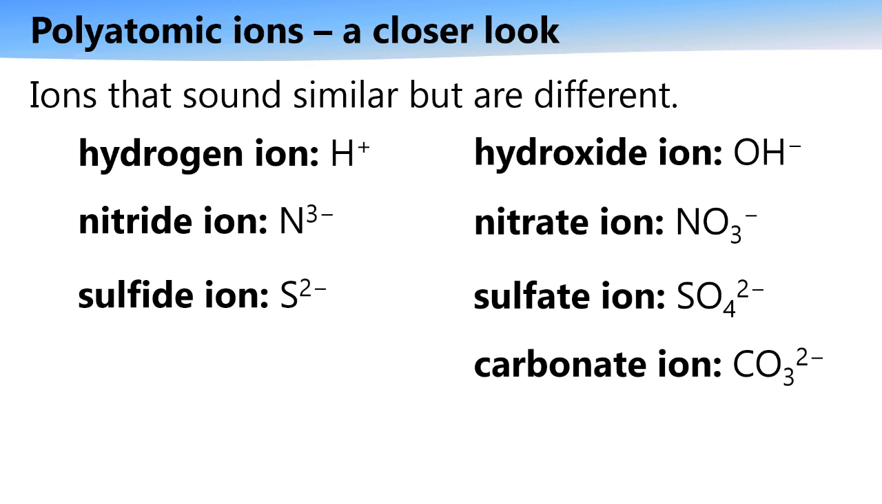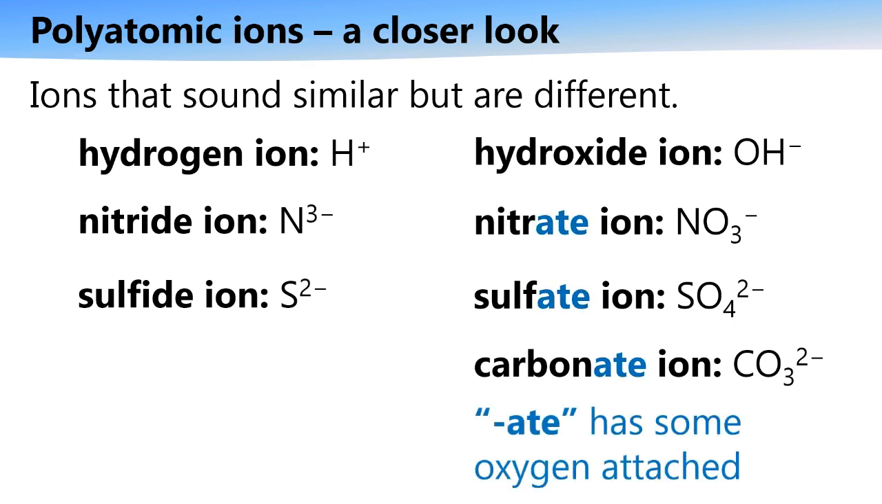So how do we differentiate the nitrite, nitrate, sulfide, sulfate? Those with the ending 'ate' mean they have some oxygen attached. So nitrite is just nitrogen, N3-, and nitrate would be NO3 with charge -1. Same thing, sulfide is just S2-, and sulfate with oxygen attached would be SO4, 2-.